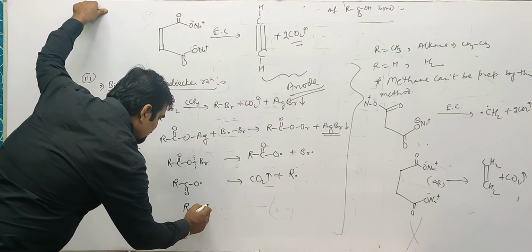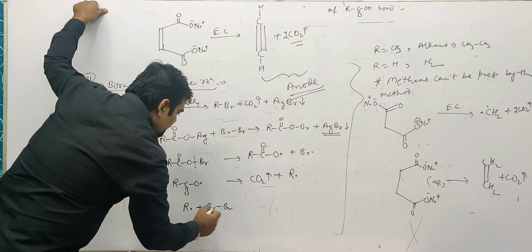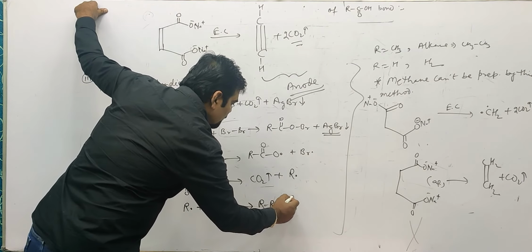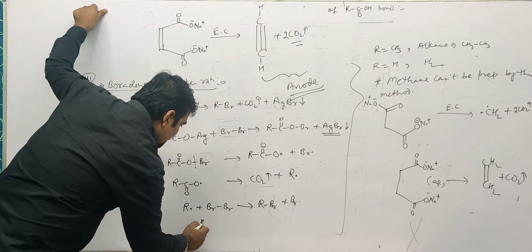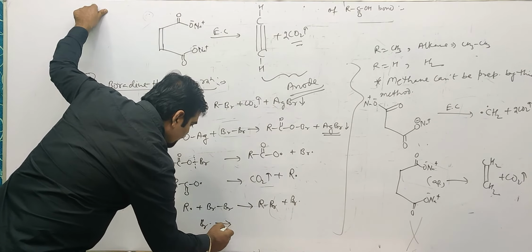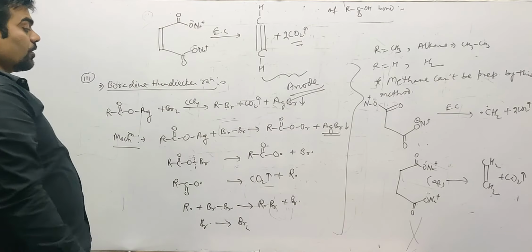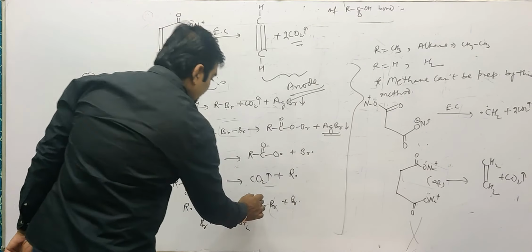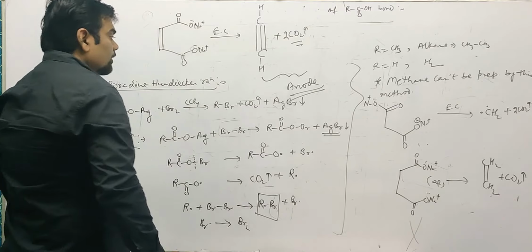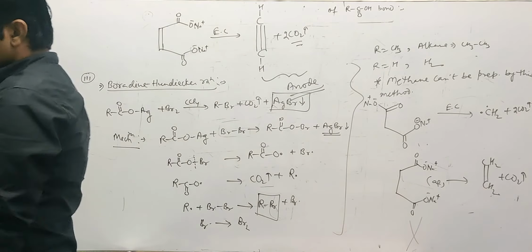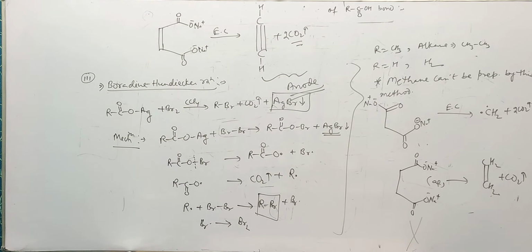This R radical undergoes reaction with Br2, becoming RBr plus bromine radical. This bromine radical undergoes coupling further in termination, becoming Br2 molecules. So it forms the corresponding alkyl bromide and silver bromide is getting precipitated. And the reaction is called the Borodin-Hunsdiecker reaction.